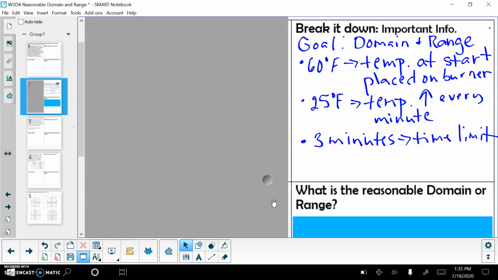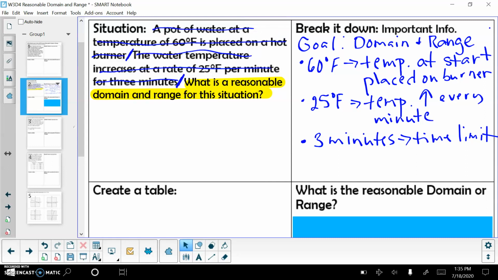So we're going to stop after 3 minutes, and we don't have to worry about how hot it is after that. We're just going to time it for 3 minutes. So that's a pretty good summary, and that's the 3 reads. From now on, when I look at the problem, I'm only going to be looking at the break it down area or my highlighted goal.